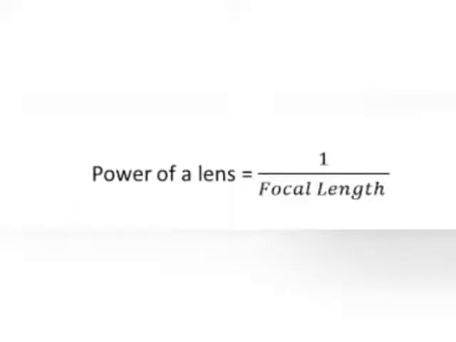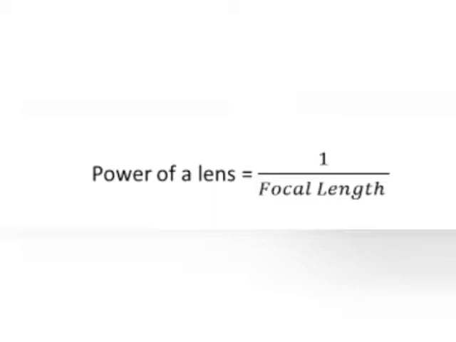Now let us discuss another topic, which is power. What is power? Power is the ability of a lens to either converge or diverge the light rays coming through it. So basically when we use a concave lens or a convex lens, they are supposed to bend the light ray. If it is a concave lens, then it would diverge the light ray, and if it is a convex lens, then it would converge the light ray.